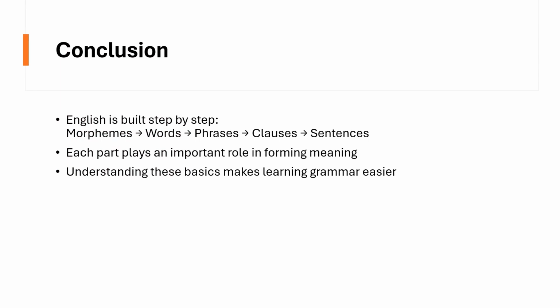So, we have seen how the English language is built from the smallest unit to complete sentences. We started with morphemes, then moved to words, phrases, clauses, and finally sentences. Each part has its own role, but together they help us communicate clearly. If your basics are strong, grammar will become much easier for you.